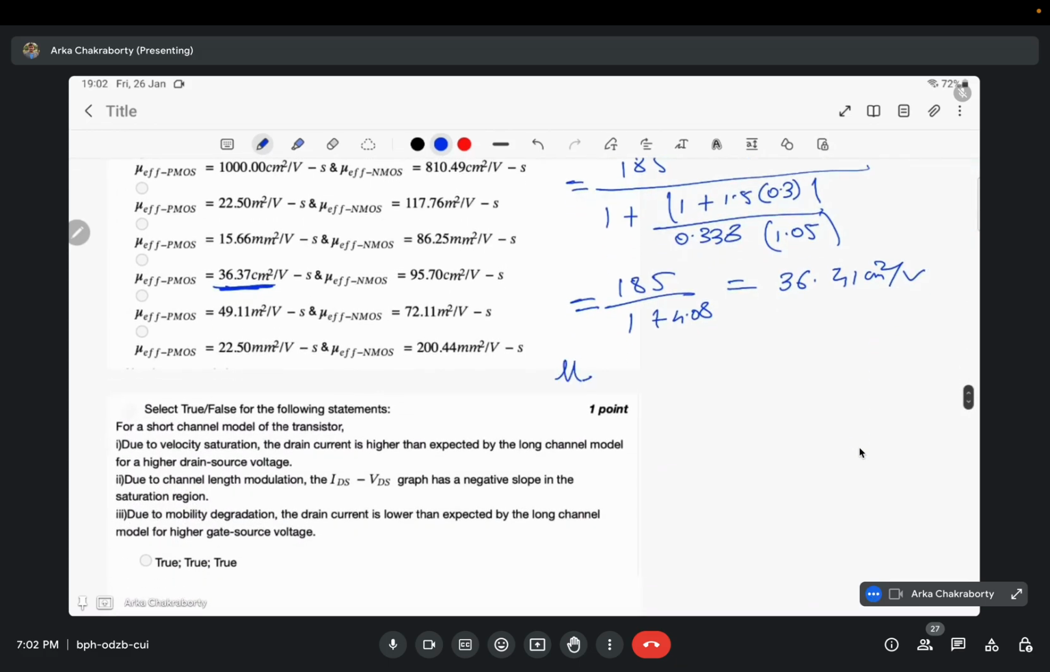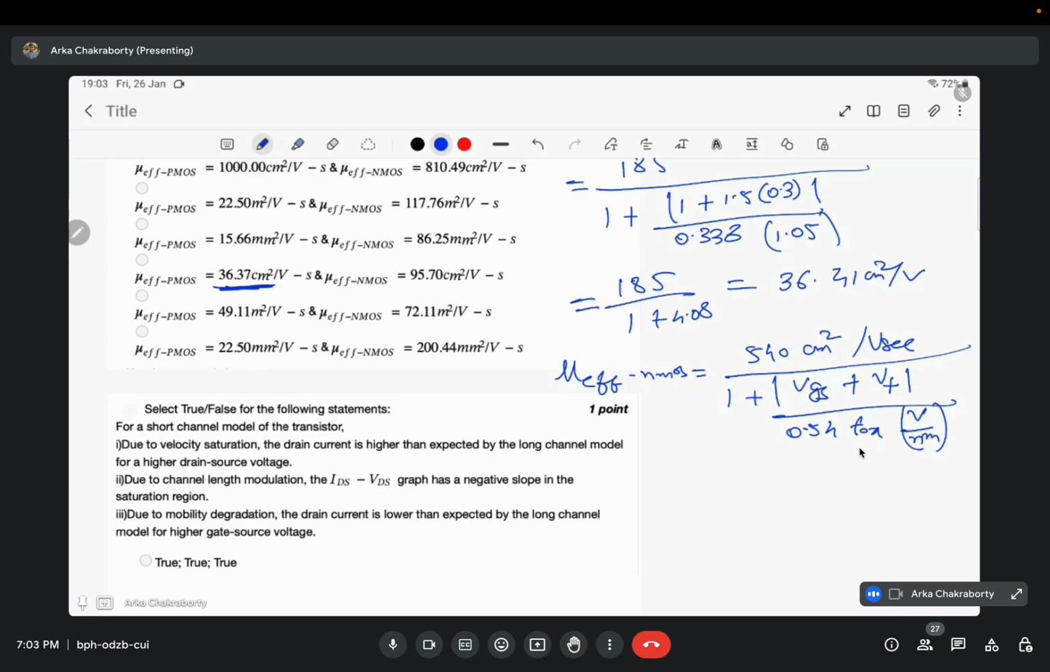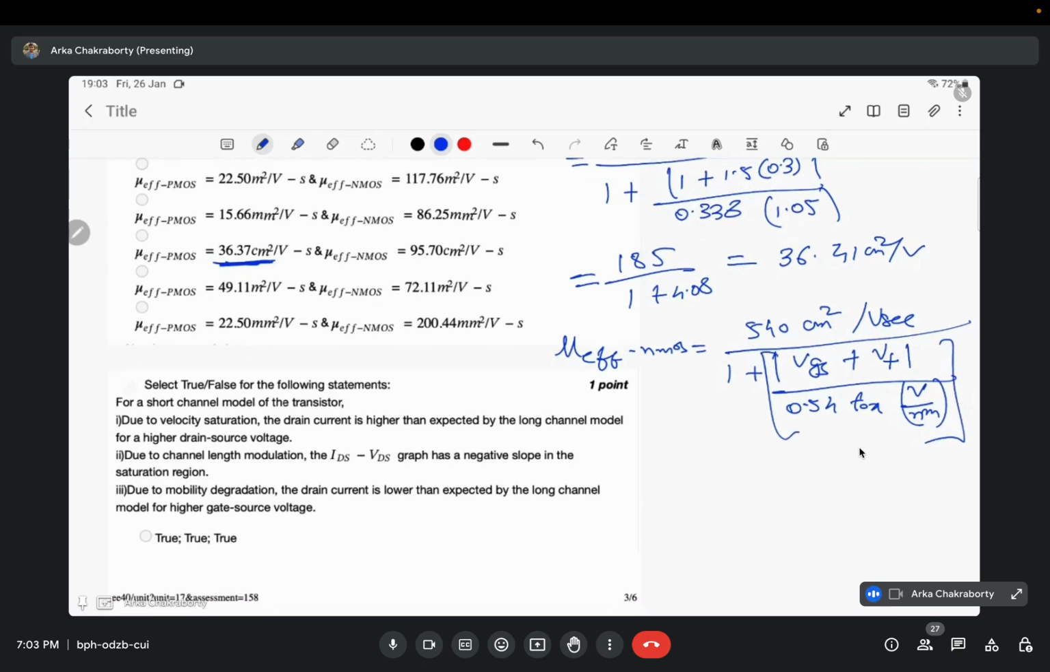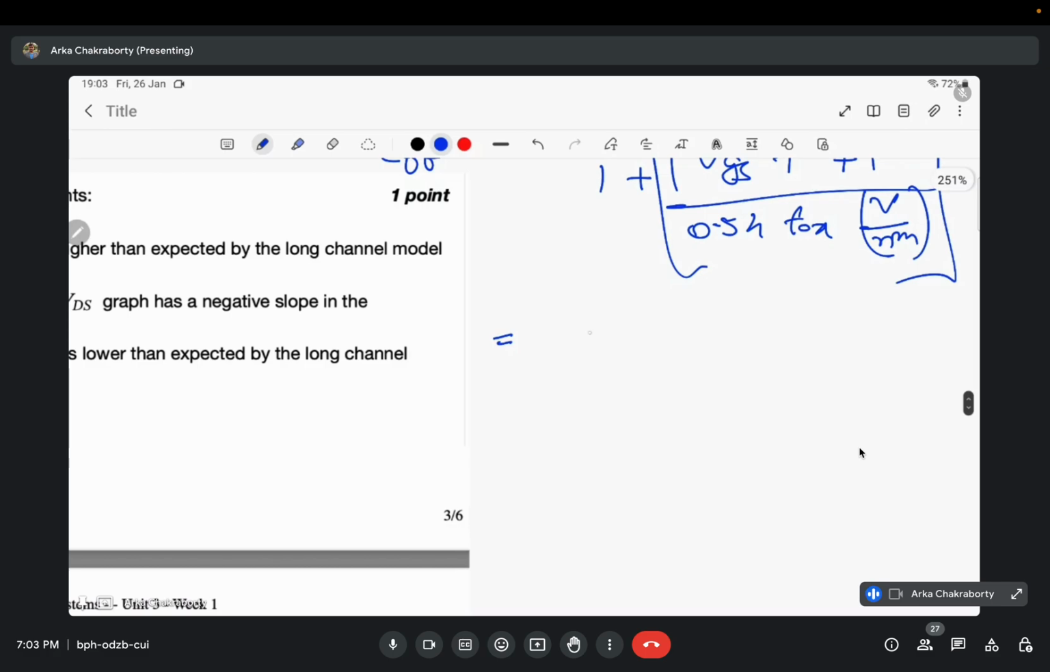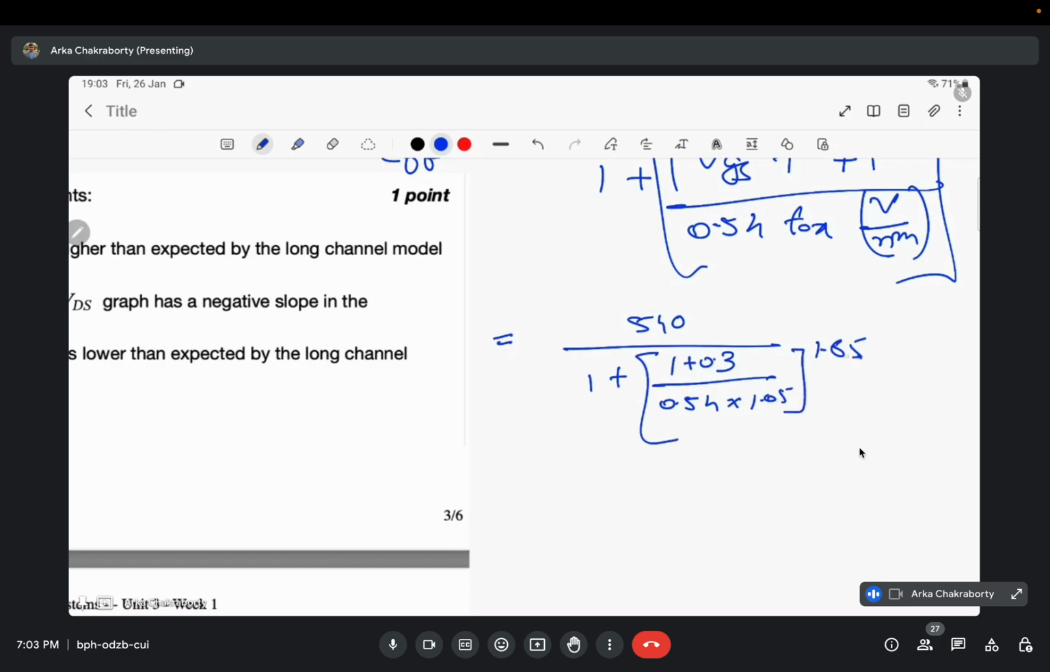But let me also do the mu effective for NMOS. For NMOS, the formula is 540 centimeter square per volt second divided by 1 plus, VGS plus VT inside mod, divided by 0.54 TOX volt per nanometer, and here it is raised to the power 1.85. So if I plug in the values, it will come as around 540 divided by 1 plus 1 plus 0.3 divided by 0.54 into 1.05, to the power 1.85. Use your scientific calculators.